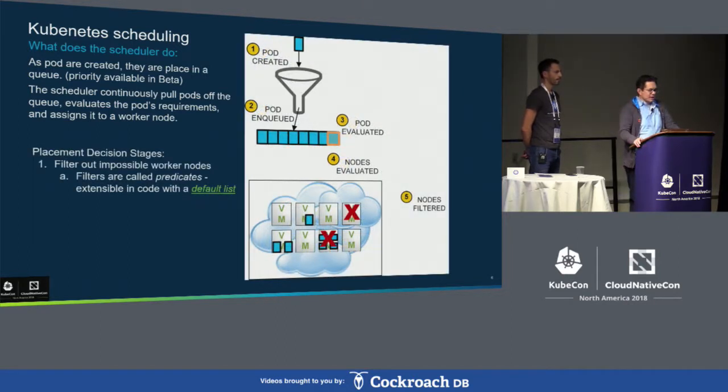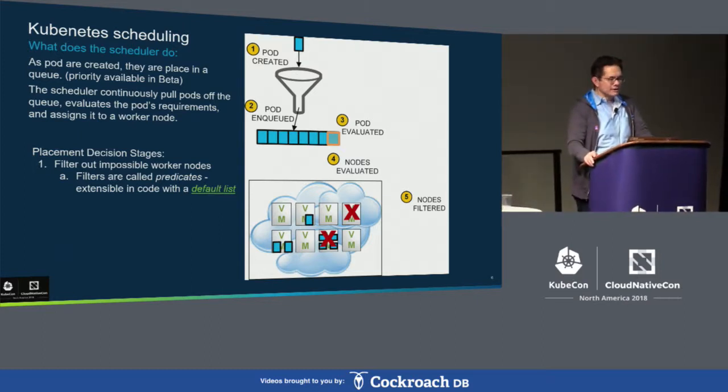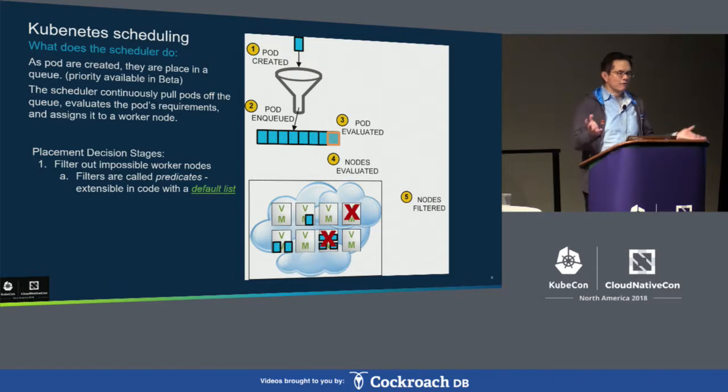When it does this assignment, it first goes through a stage where it filters out impossible worker nodes. These are nodes that couldn't run that workload, and these filters are called predicates. Kubernetes is very modular, so it comes with some default predicates, but this is extensible. Some of them are available off the shelf, open source, but you could write your own. So in this initial filter stage, the X's over those nodes in the picture are just a determination by one of these predicates that there's no way this pod is going to run on this node.